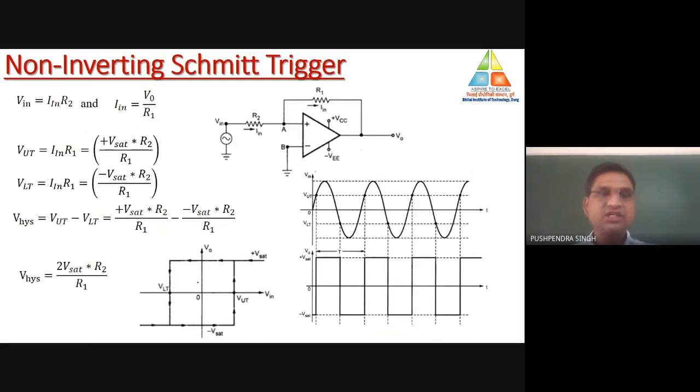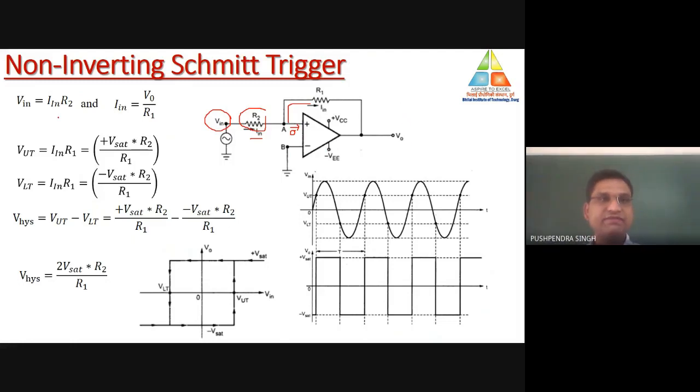Now the second one is the non-inverting Schmitt trigger circuit. Here the input signal is given at the non-inverting terminal of the op-amp. R2 resistance is connected at the input terminal of the Schmitt trigger circuit, and R1 is the feedback element. Let the value of current across this R2 be In, and as the input current to the op-amp is 0, the same current In will flow across the feedback path. So this is the connection diagram of the non-inverting Schmitt trigger circuit.